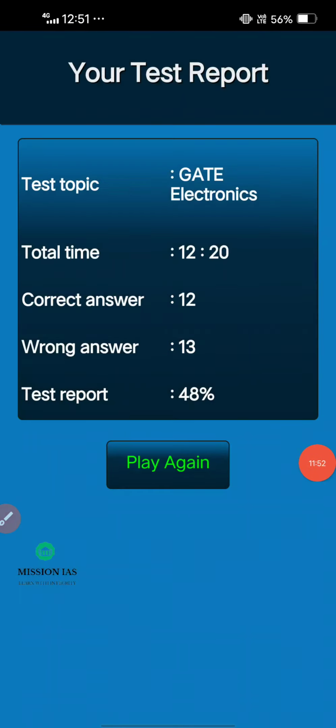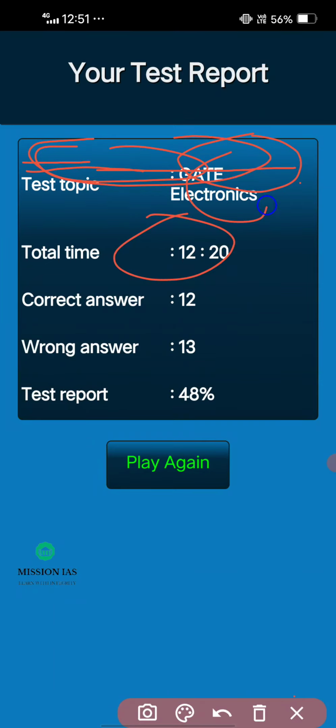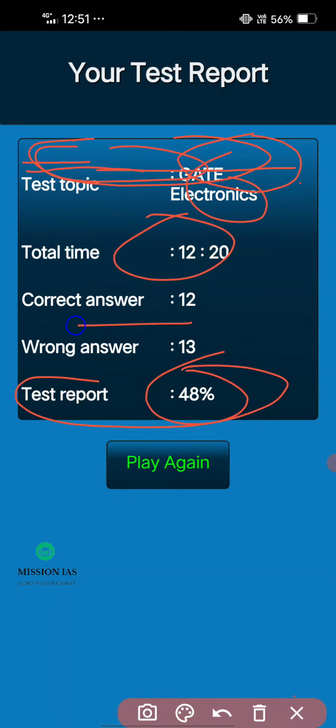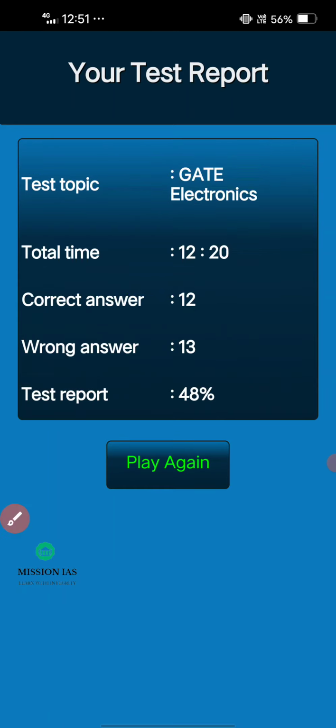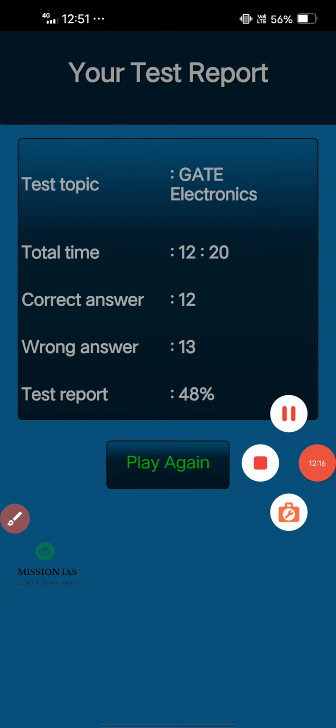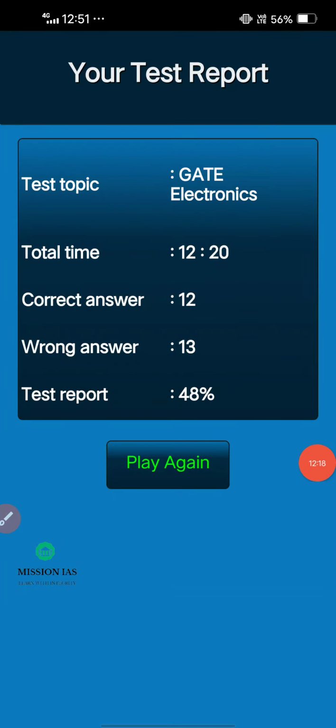And this is the GATE score. We can say that the topic is GATE electronics, and I have a score or test report: I gained a percentage of 48%, that you have to keep in mind. The number of wrong answers is 13, the number of correct answers is 12, and the total time I have taken is 12 out of 20. So this is all about the topic regarding GATE electronics.